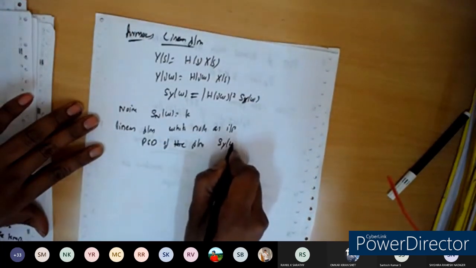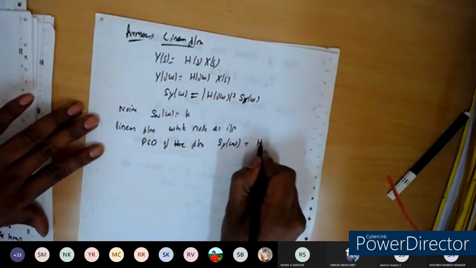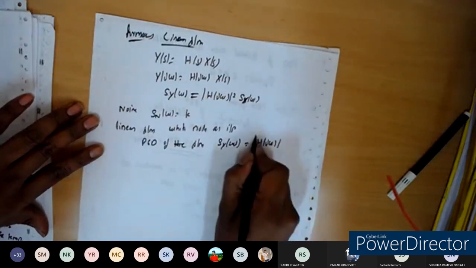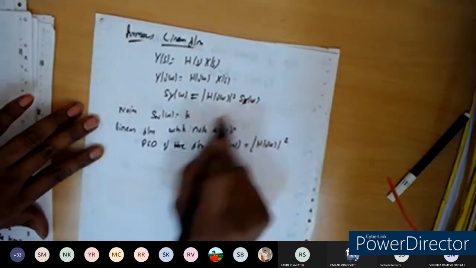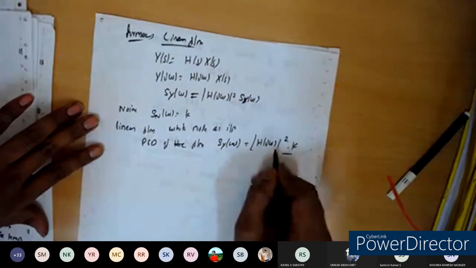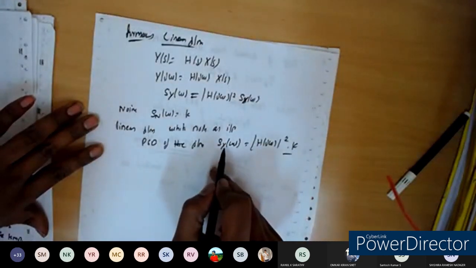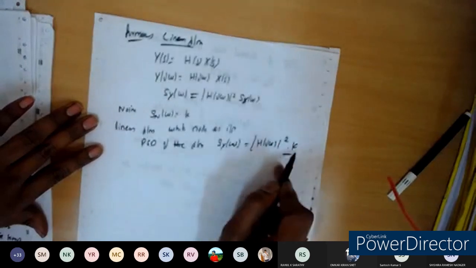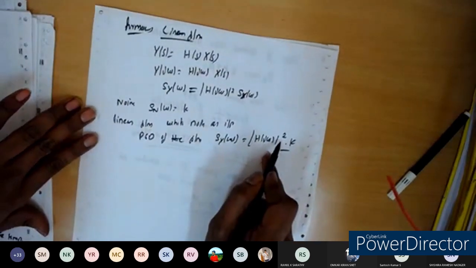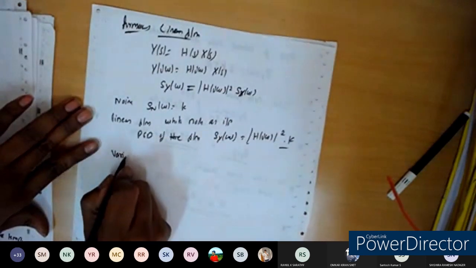So it is nothing but Sy of omega, the power spectral density, is the magnitude squared of H of j omega, which remains the same here. And I'm giving white noise as input, so it becomes k here. Then the corresponding power spectral density of the system is k times the magnitude squared of H of j omega. And also we have seen the variance of the system.